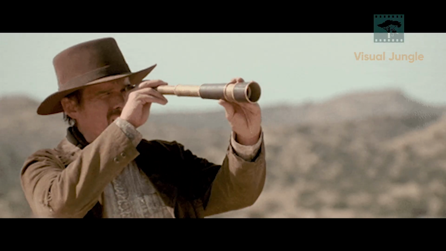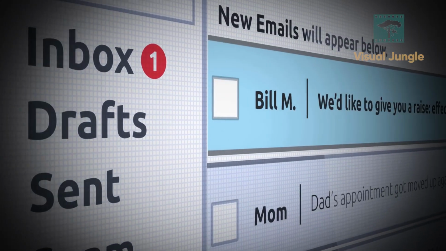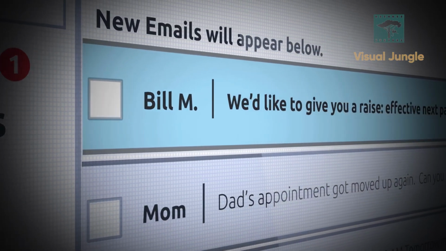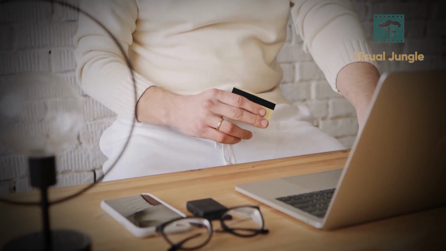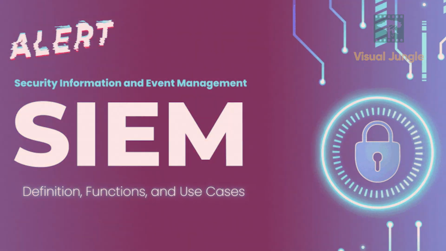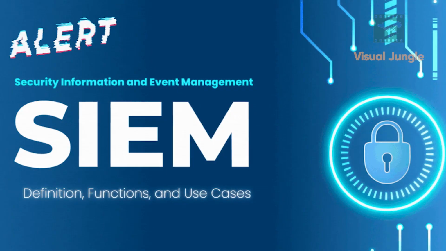Let's look at a real-world example. Imagine this. A user in your company receives an email that looks like it's from IT. It has an attachment called paymentupdate.exe. They open it. Suddenly, their device starts connecting to an unknown IP every 30 seconds. As a SOC analyst, this triggers an alert in your SIEM.